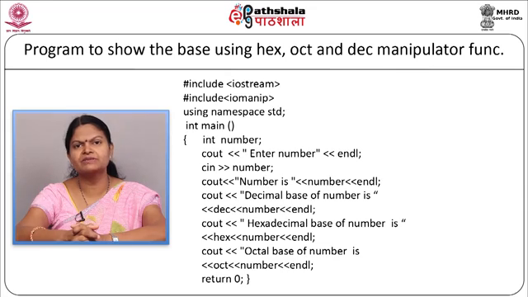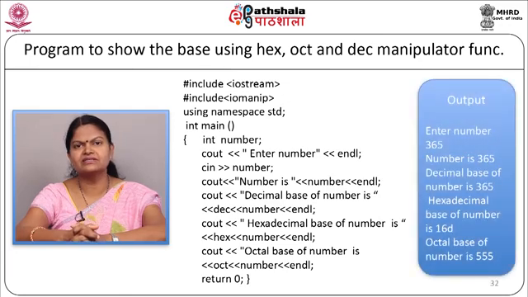Now when the above program is compiled and executed, it will print the values as enter the number. Suppose the user has entered the number as 365, then it will print the first value as the number is 365. Then it will print the decimal base as 365. Then it will print the hexadecimal base value. The hexadecimal base value is 16D and the octal base value is 555.